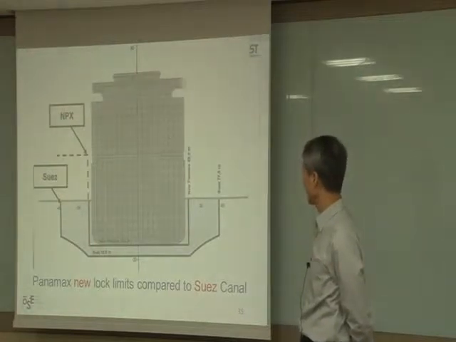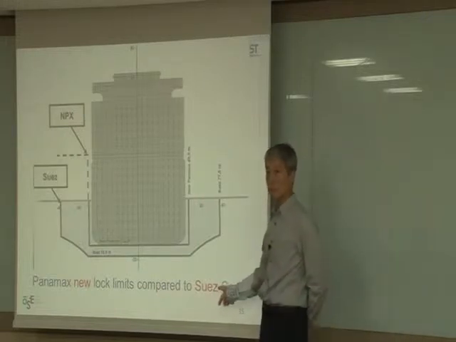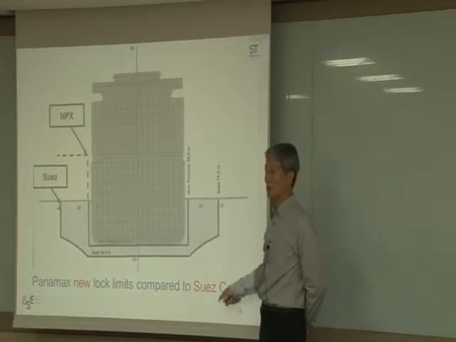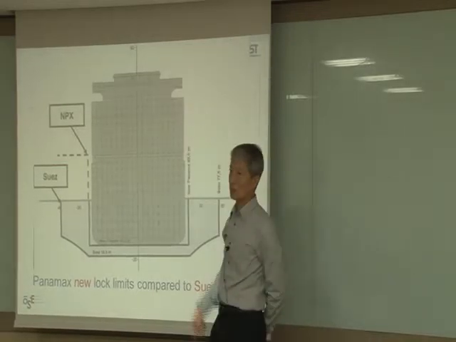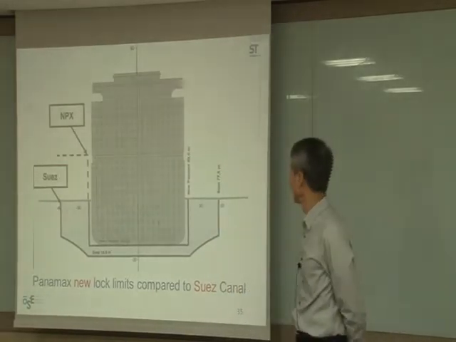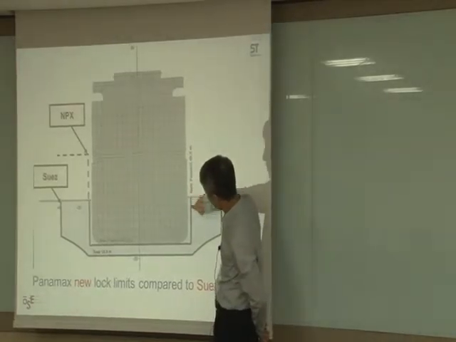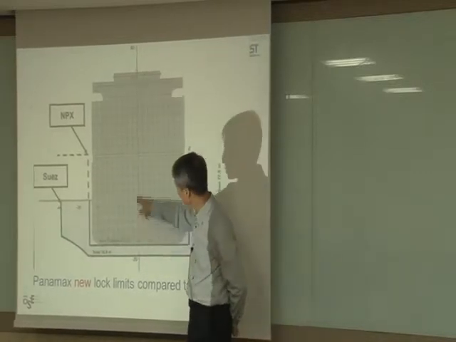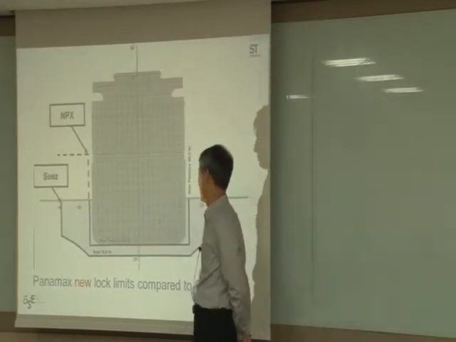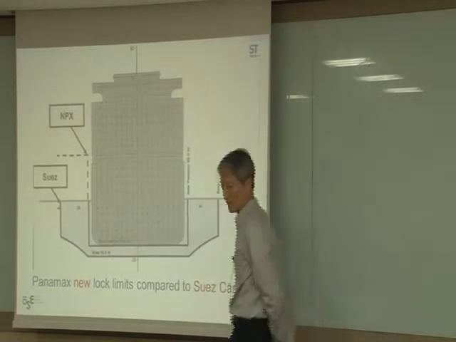So New Panamax is already covered there. So new lock limit compared to Suez Canal. There's a Suezmax size also, Panamax and Suezmax. New Panamax is a new size, very big, probably 12,000 TEU or something. The dimension of the waterway is breadth 49 meter, depth of the water is 15.2 meter for the New Panamax, the new Panama Canal.